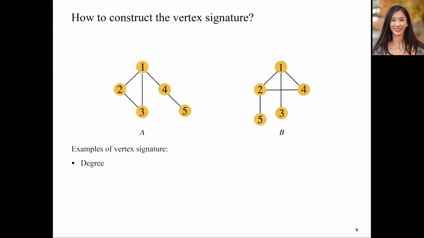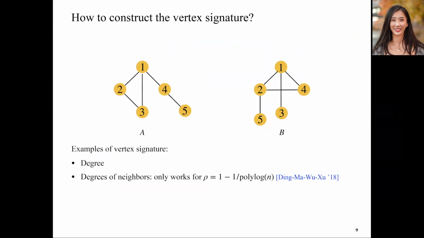One simple example is just using the degree, like how many neighbors each vertex has. You can also view it as using the popularity of each user. The idea is that if one person is popular in one network, it's also very likely this person is popular in another network. But the issue is that multiple persons can all be popular in one network, and there's no way we can distinguish them using the degree or popularity information.